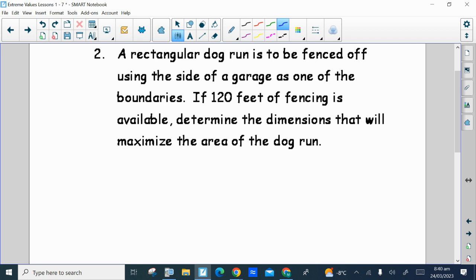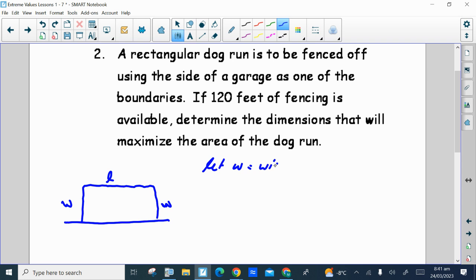So if we just draw a bit of a diagram here, the side of the garage is used as one of the boundaries of the dog run, which means there's only going to be 3 sides of fencing. So if we say that W is the width and L is the length, let's start again by identifying that W is the width. And we need to come up with an expression for the length in terms of the variable W.